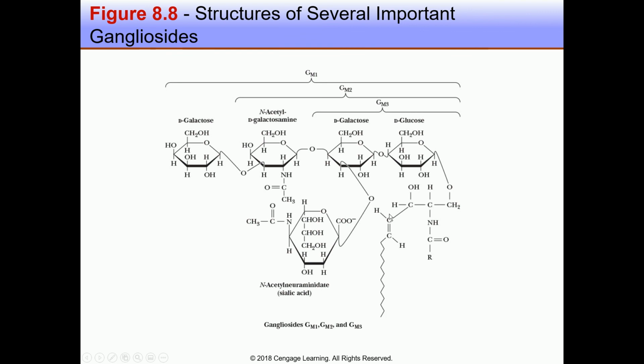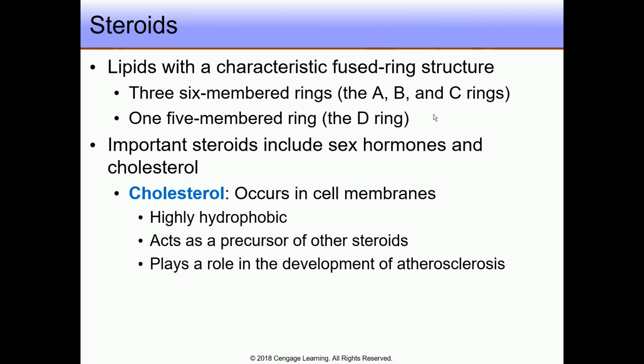You can see this is the basic structure, and this is showing the GM1 ganglioside. All these sugars are present in the GM1, all these sugars are present in the ganglioside GM2, and these sugars, which are galactose and glucose, are present in this galactoside. These are all different kinds of sugars. This is galactose, this is N-acetylgalactosamine, this is galactose, this is glucose. So this is just showing that these different gangliosides, which are different glycolipids, have different kinds of sugars in them.